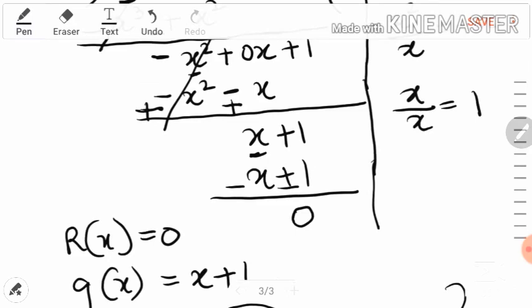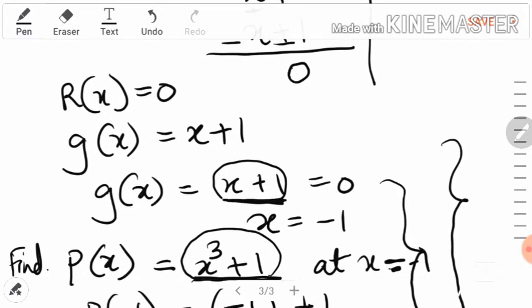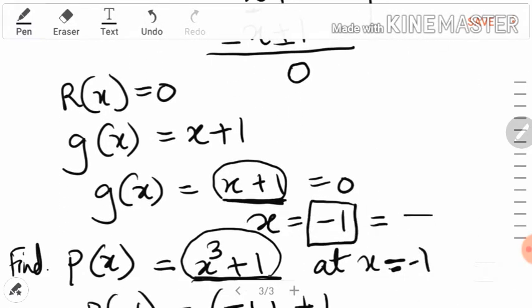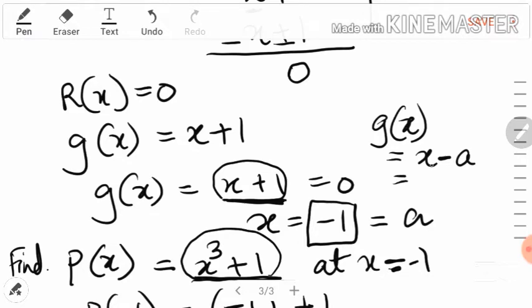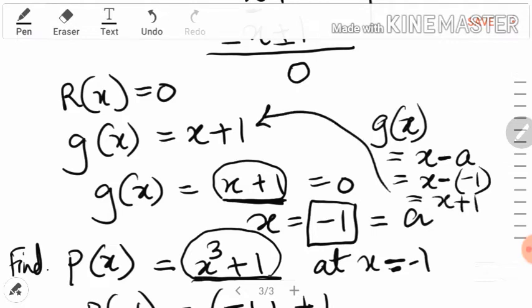Let's look at the example again and try to understand. In this example, a is minus 1. So the divisor will be written as x minus a, which is equal to x minus minus 1, and that is equal to x plus 1. So we get the same divisor that we had. When we divide polynomial x cube plus 1 by this divisor, then the remainder is obtained.